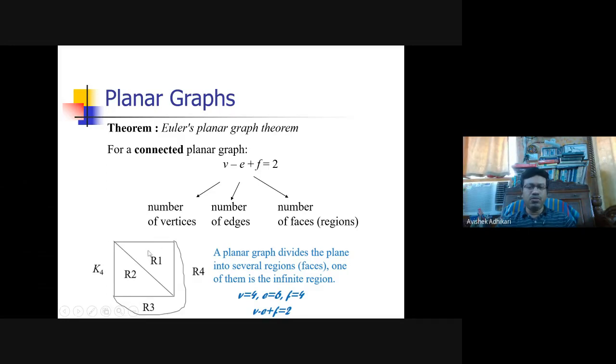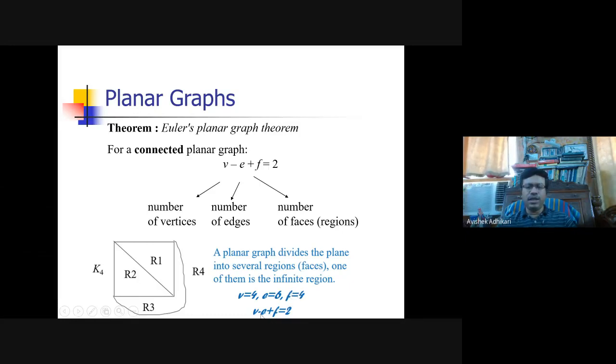So it has regions. It's bounded by 3 edges, so it's region 1. Again, this is another region, and this is another region. And outside, that means the complement of this whole thing, is an unbounded region. So they are bounded regions, and this R4 is the unbounded region or face. We call them regions. That's why I have 1, 2, 3, and 4 regions. So the number of faces, or regions, is 4.